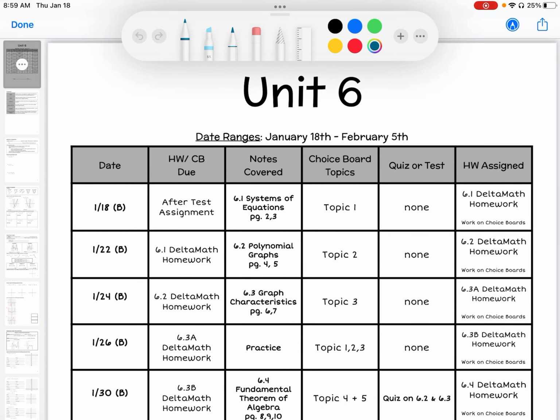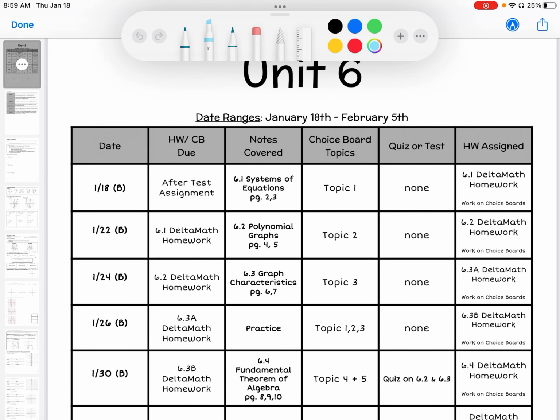All right, y'all. So everybody should have picked up the Unit 6 notes packet and the Unit 6 choice board. First things first, I just wanted to point out that you have a homework 6.1 Delta Math that is due next class, so that'll be on 122. And your choice board topic 1 will also be due next class. So you should have plenty of time in class today to get both the notes video and the topic 1 choice board done, and then probably even get to start your 6.1 homework, if not finish it.